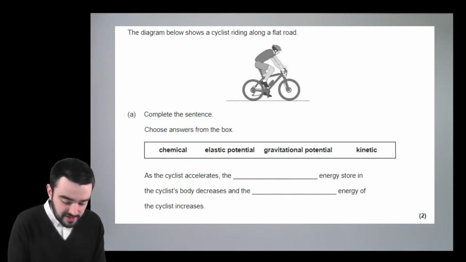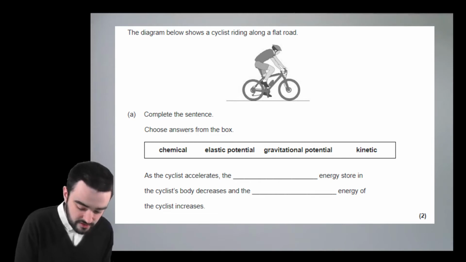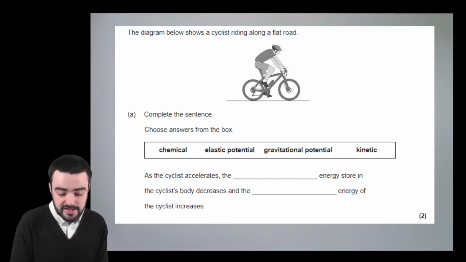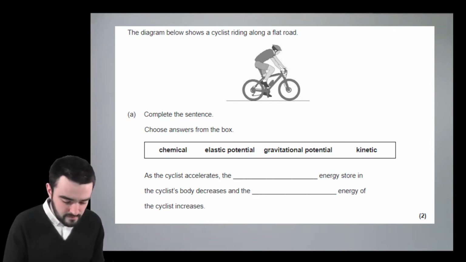The cyclist's body decreases and the something energy of the cyclist increases. Well, it's not going to be chemical, that's decreasing. It's along a flat road, so it's not gravitational. We're not stretching anything, but we are accelerating. That means the speed is increasing, so that is going to be the kinetic energy, because of course kinetic energy is related to the speed of an object.